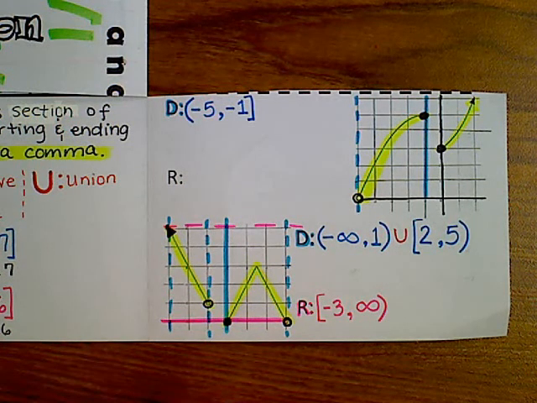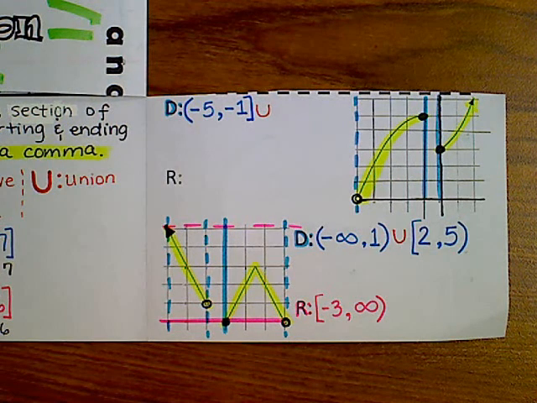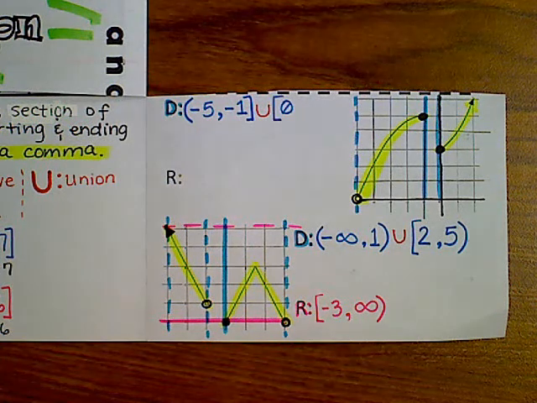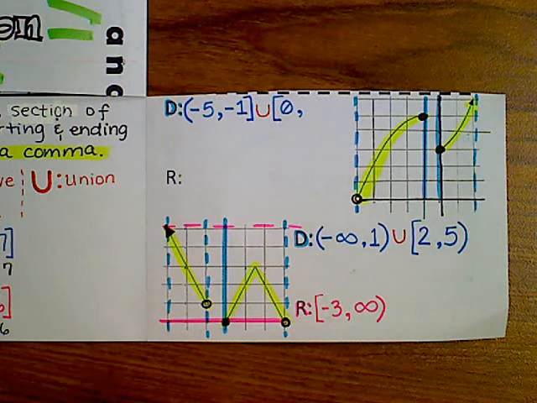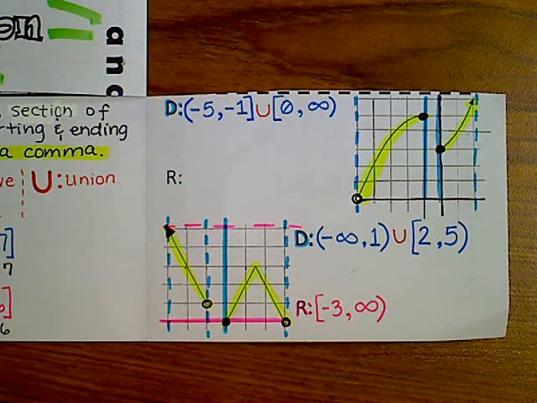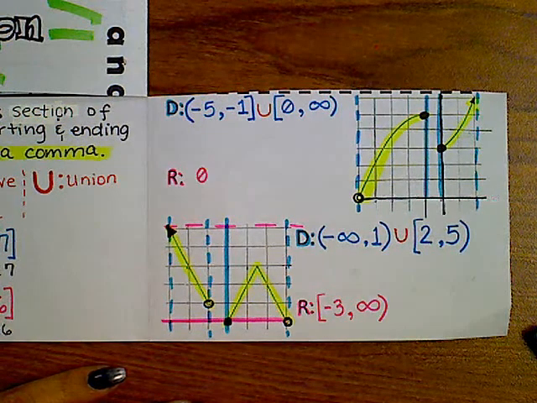bracket. Again, we have two parts, so we need a union and continue all the way to the right, an exclusive arrow, and a parenthesis. All right, let's start at the bottom. I have 0.